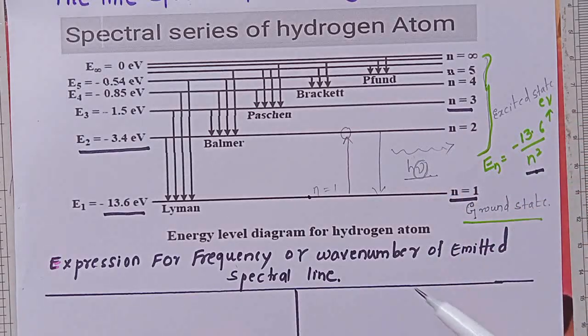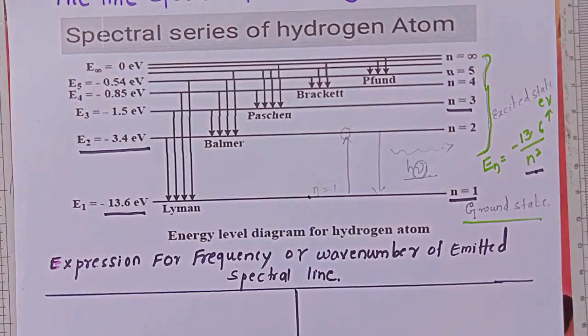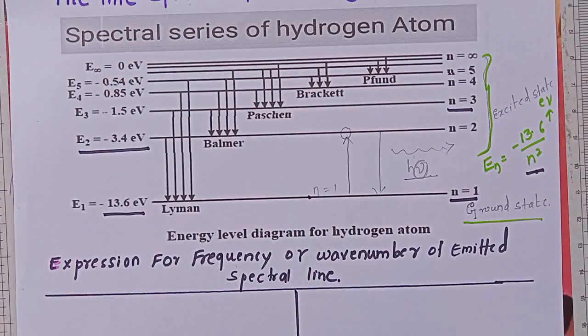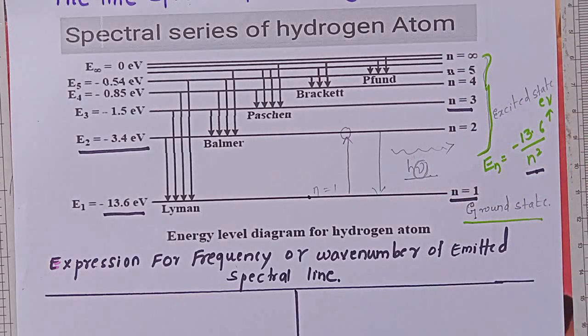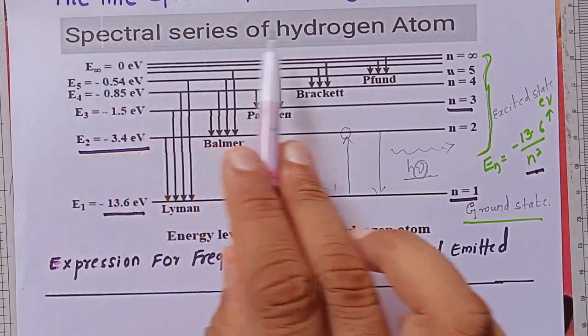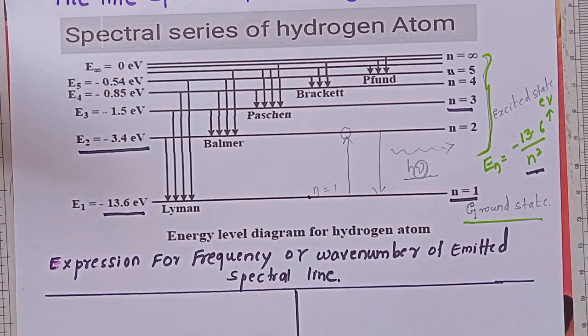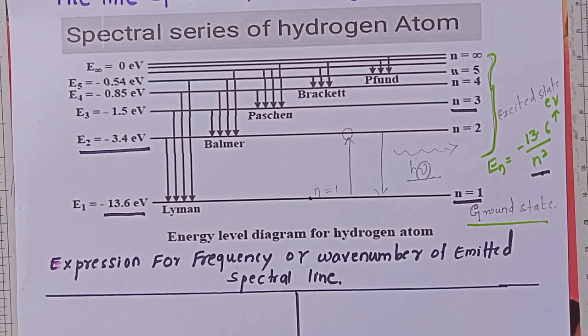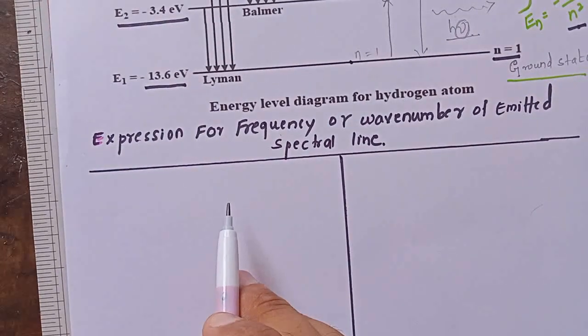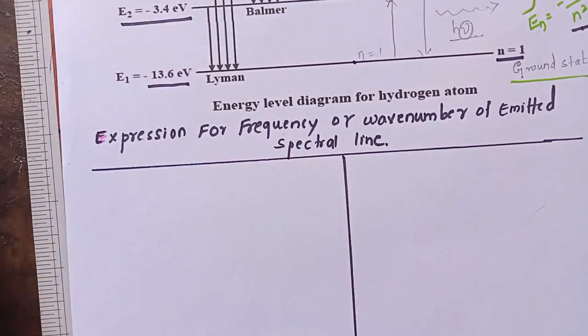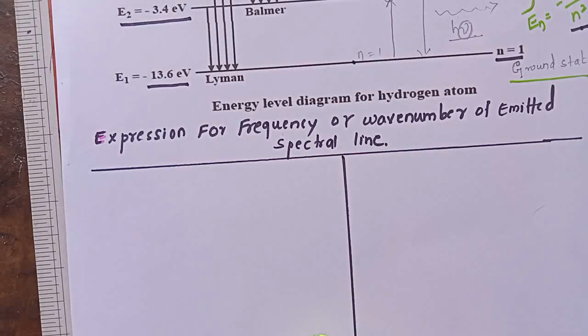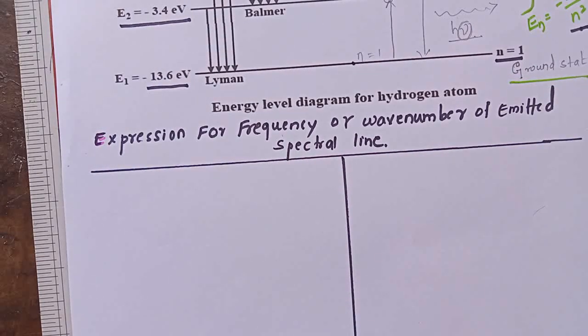That line is called the spectral line. When you observe this in a spectrometer, the spectrum we obtain due to the transition between the different energy levels is called the line emission spectra of the hydrogen atom. So now let us start the derivation: the expression for the frequency or wave number of the emitted spectral line during the transition. First, let us consider two orbits n1 and n2.